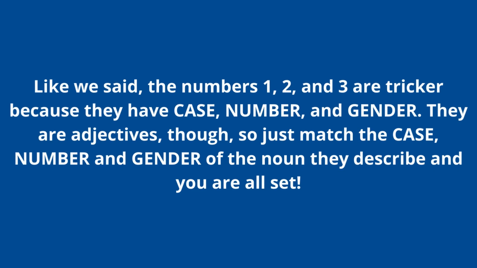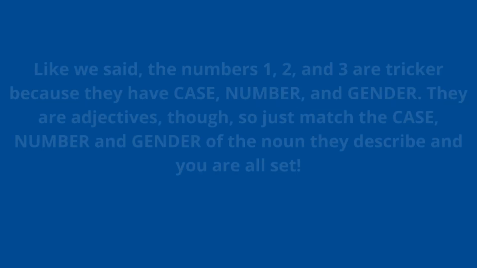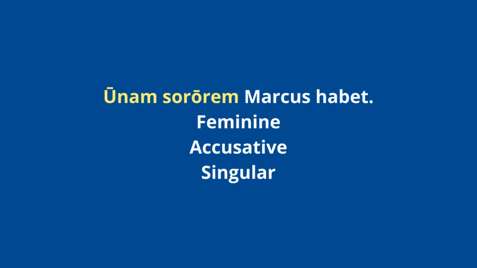But like we said, the numbers 1, 2, 3, they're tricky because they have case, number, and gender, right? So they have to match the case, number, and gender of the noun that they're going with. All the other numbers are set. So like, for instance, the number 4, quattuor, will always be spelled 4, and you don't have to think about it. But since we were referencing these numbers, I think it's important to just take a couple examples and see how this plays out.